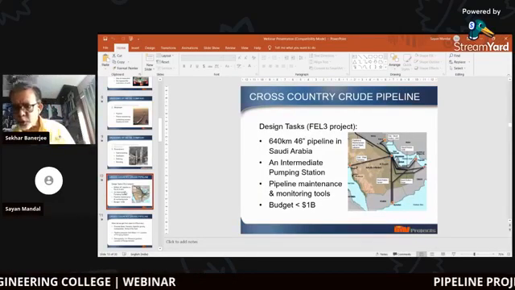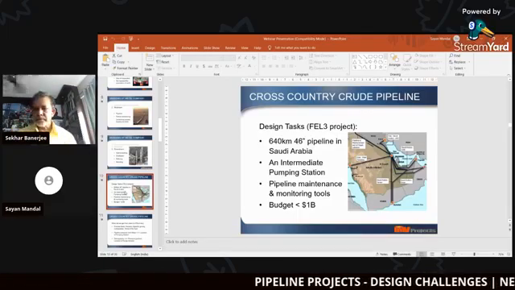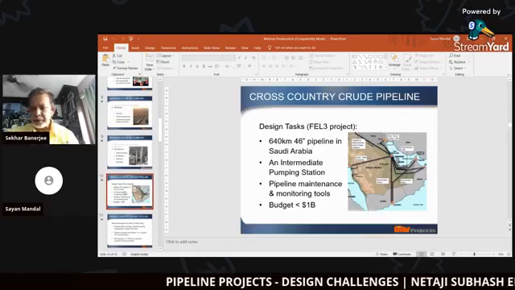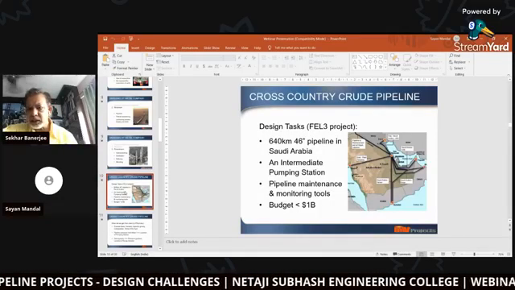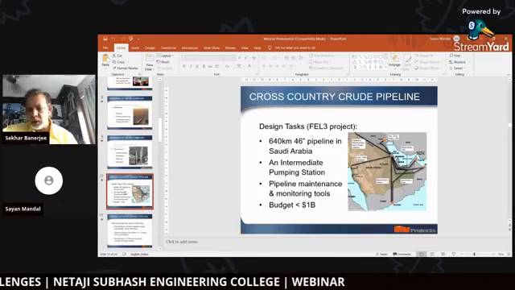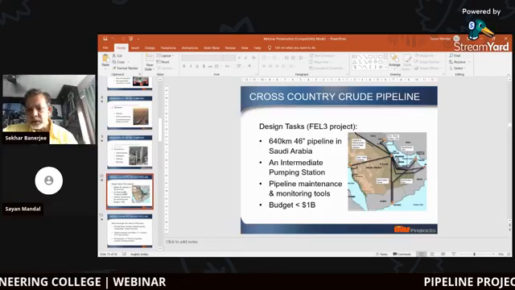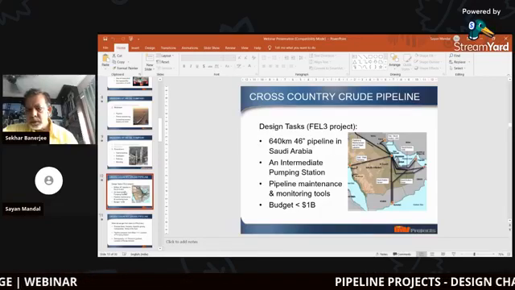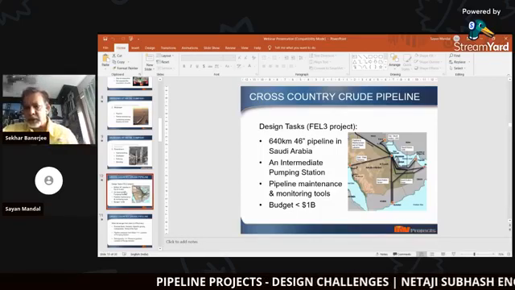Now, cross-country crude pipeline. If you look at this map, you may pretty well understand. Can you enlarge the presentation, please? Can you go to PPT display, please? Shah? Okay. Okay, let's look for the timing. Let's look at this one.